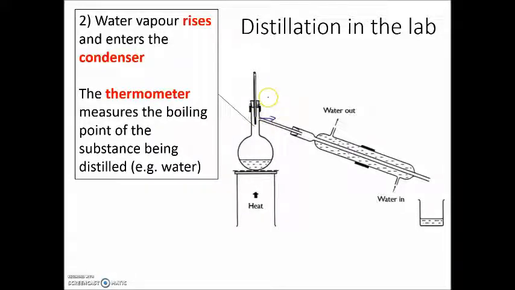Now, why do you need a thermometer? A thermometer will measure the boiling point of the substance. So for example, if the temperature reads 95, and you know you want water, you will realize that what is coming out of the condenser will not be water because the boiling point of water is 100 degrees Celsius. So you need a thermometer to tell you what substance is actually being distilled out in this case.